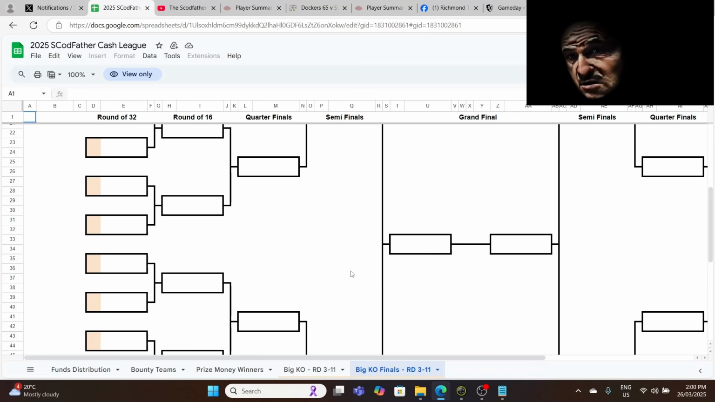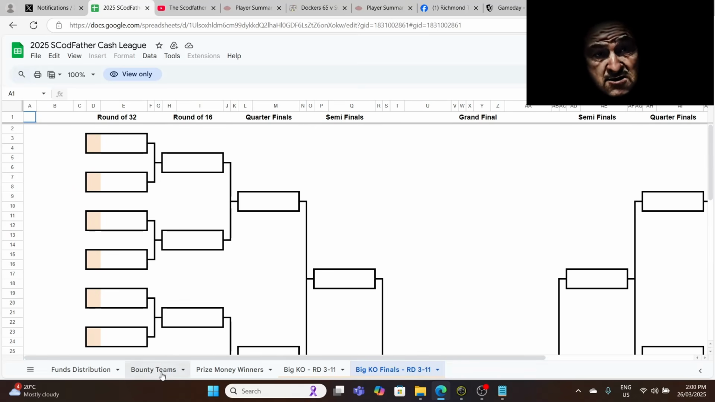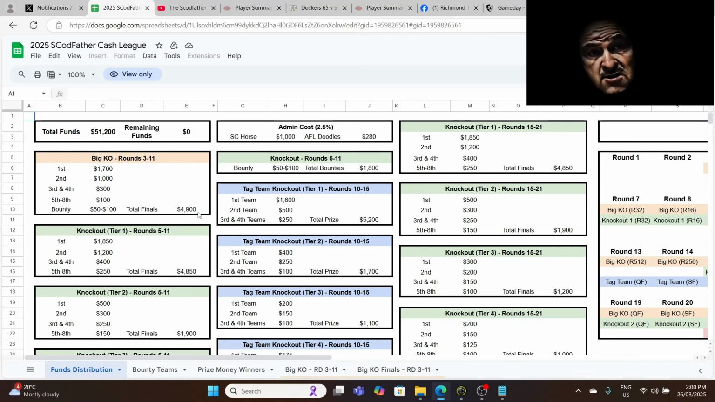Now, upcoming tournaments. Okay, what's coming up next? Let's go back to the fund distribution. All right. Now, we've discussed the round 3 one. Now, in round 5, so end of round 4 is where we see your rankings.